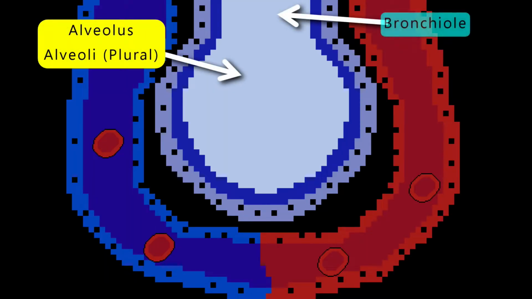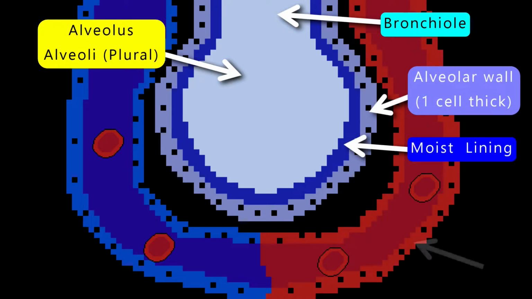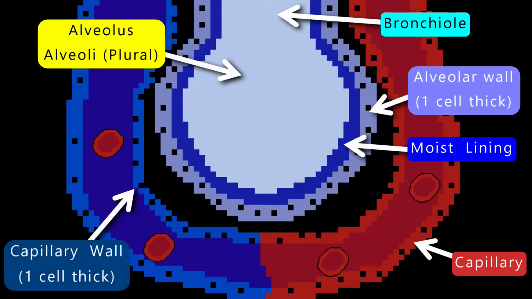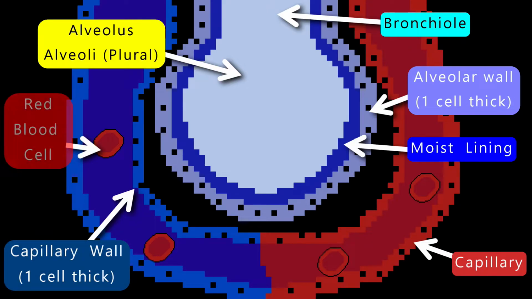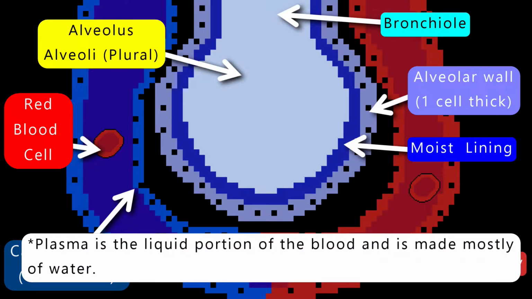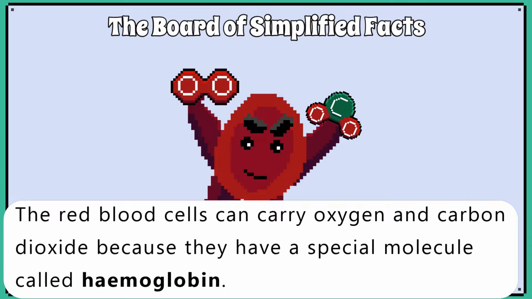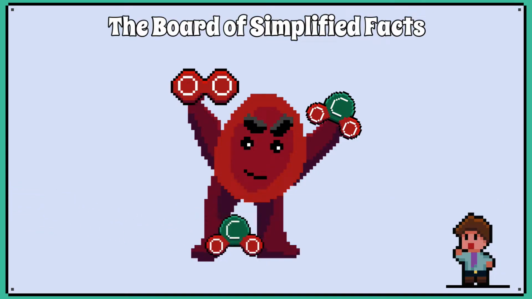The tube leading into the alveoli is a bronchiole. The wall of the alveolus has a thin, moist layer. The capillaries, which are blood vessels, surround the alveolus. The capillary wall is 1 cell thick. The blood flowing through the capillaries has red blood cells and blood plasma. The red blood cells can carry oxygen and carbon dioxide because they have a special molecule called hemoglobin. But some carbon dioxide is also found dissolved in the blood plasma.